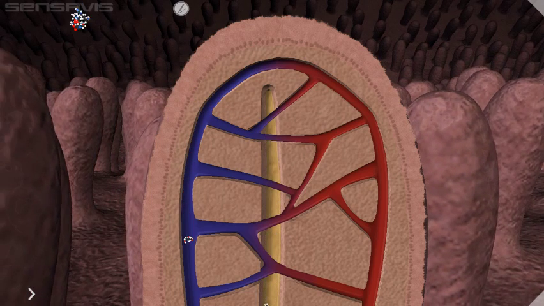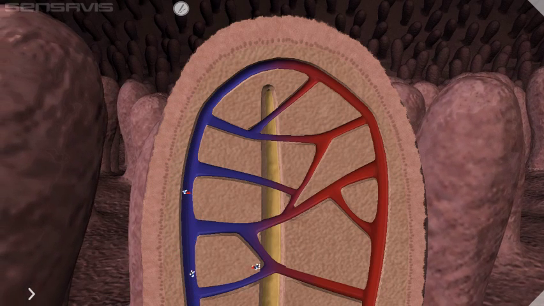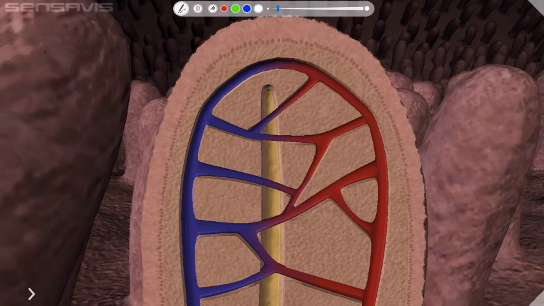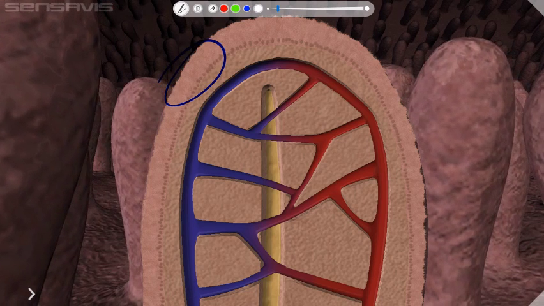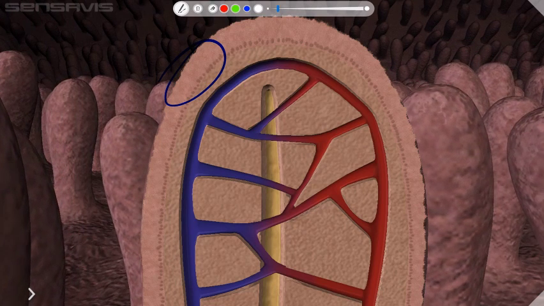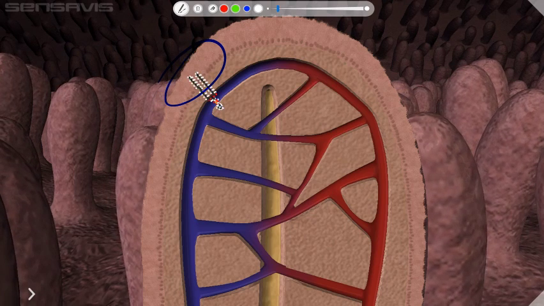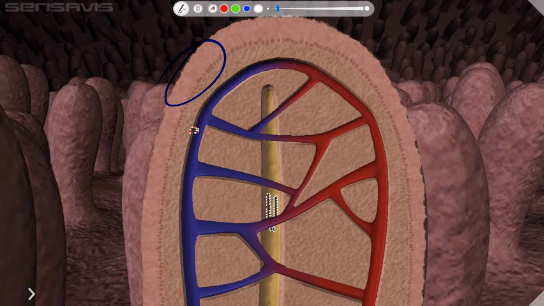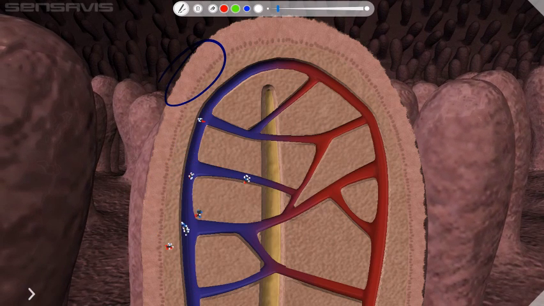You notice in terms of the structure of the villi, if we go through it, here we have this layer which is one cell thick. This is known as the epithelium. That means there is a short distance for absorption to occur by either active or passive diffusion, basically depending on what kind of molecule it is.